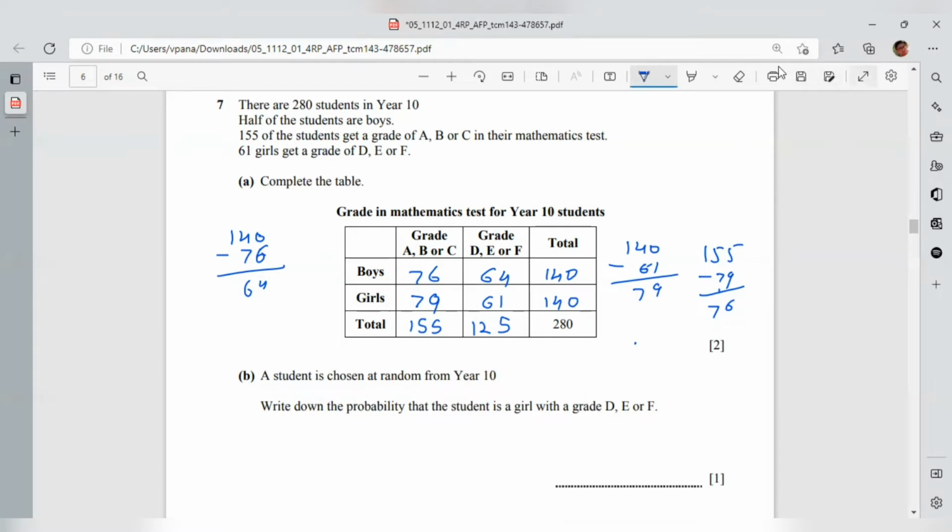A student is chosen at random from year 10. Write down the probability that the student is a girl with grade D, E or F. So we have to look for grade D, E and F and then girls. There are 61 girls out of the total number of students. The probability of an event is the favorable outcomes divided by total possible outcomes. So 61 divided by 280 is the probability of a girl student with grade D, E or F.